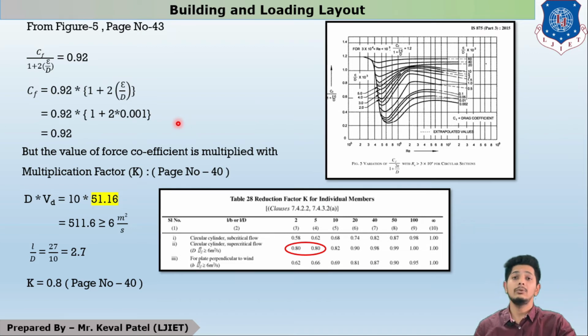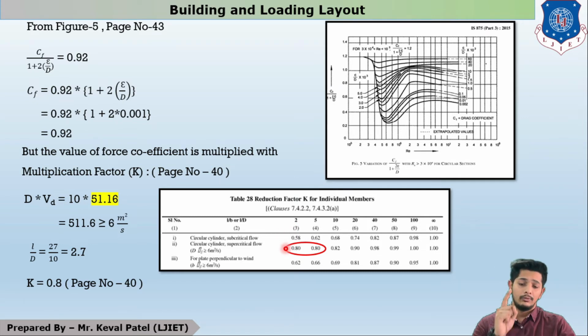For that, I need to calculate K. For that, table number 28 is referred. For that, you can also refer to clause 7.4.2.2 that says you have to multiply CF with K, which is a reduction factor basically. Now, for K, I will need two things: which kind of flow is there and what is the ratio of L by D.